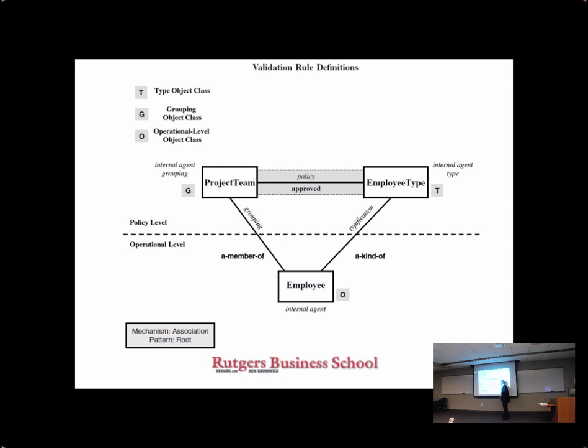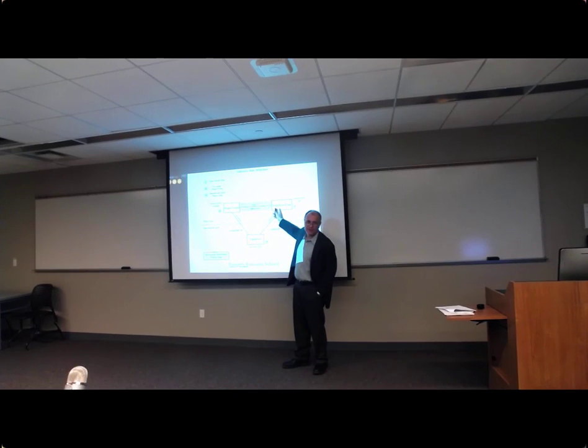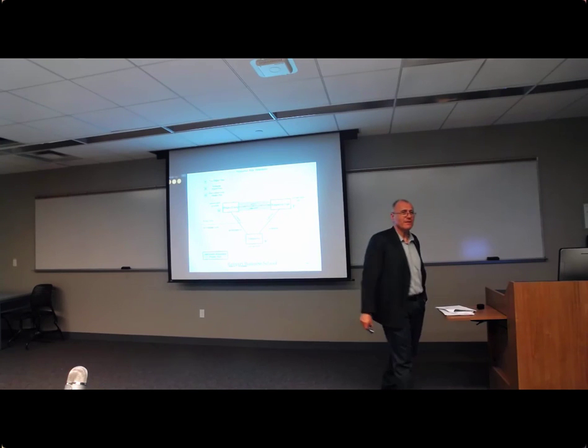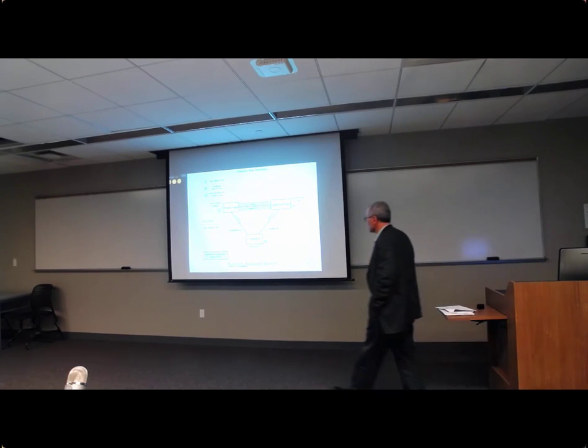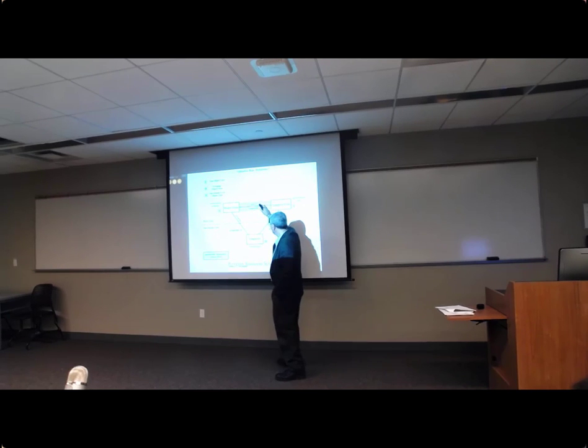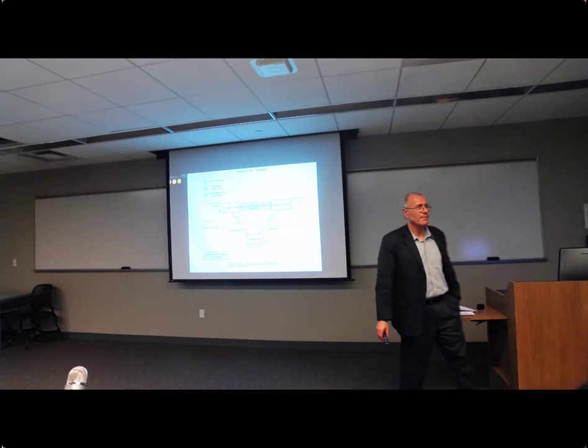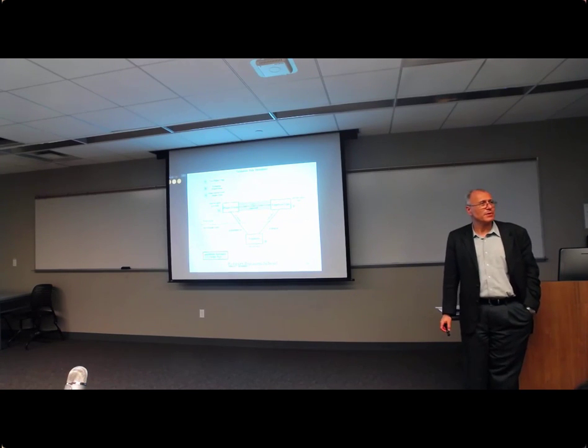So therefore, a particular employee can be assigned to a particular project team only if this type of employee is approved for that project team. Okay? So the policy is expressed here, right? And type of employee is a type of employee. So when the grouping is implemented, you check that the grouping is in compliance with the policy. Questions?